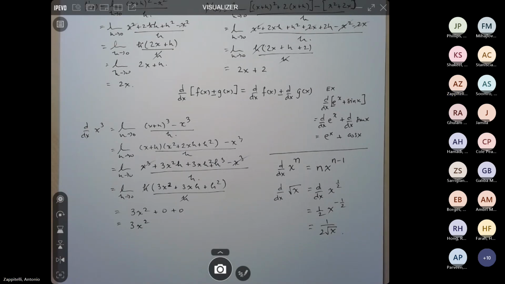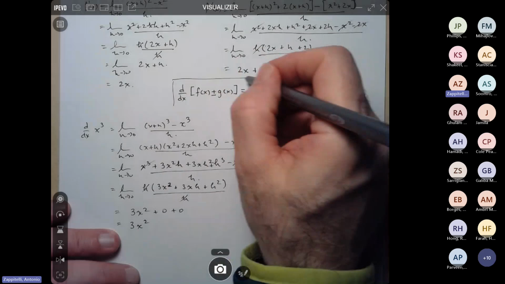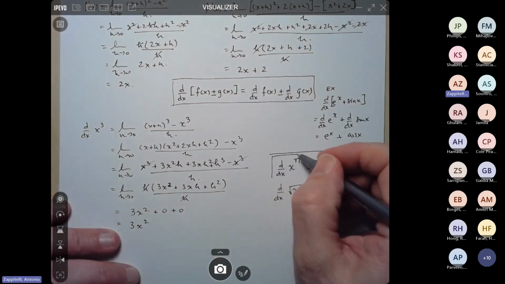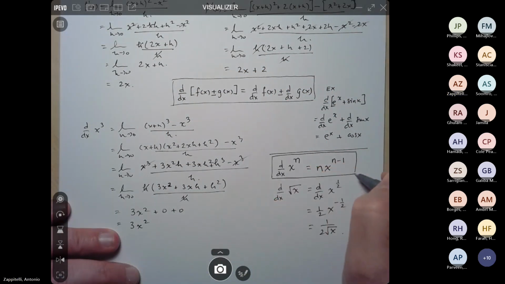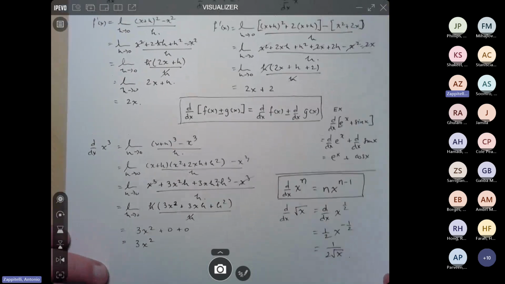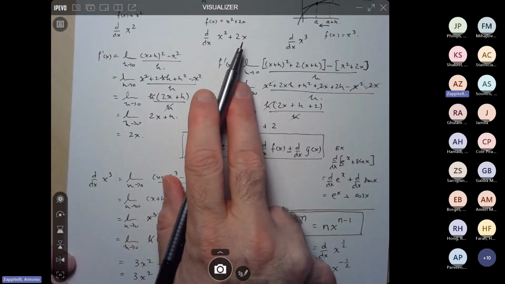All right. So so far, we have the sum rule, the difference rule, and now we have the power rule. But there's one other thing that you find in polynomials. You also find coefficients.